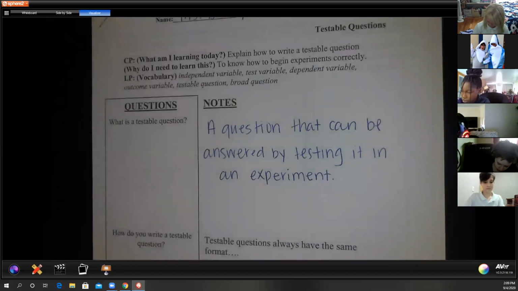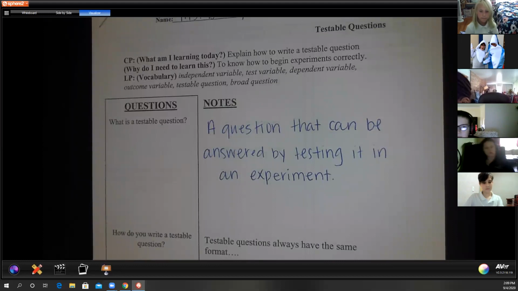And remember, if we're at home, we are not typing this. You are writing it by hand. I will not accept a typed paper. Your brain doesn't register it the same way. When you take the time to handwrite it, it helps to reinforce it in your brain.